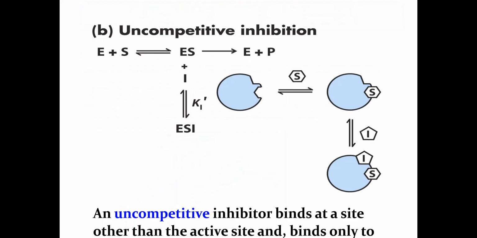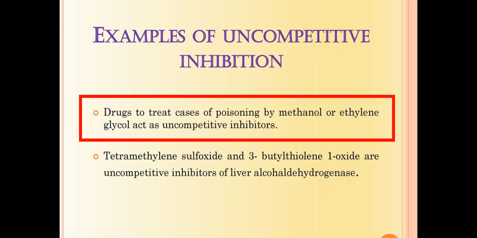This is the diagram which shows the inhibitor combined with the enzyme-substrate complex, not with the free enzyme or the allosteric site. In this type of inhibition, the uncompetitive inhibitor binds at a site other than the active site and binds only to the enzyme-substrate complex. A good example of an uncompetitive inhibitor is methanol poisoning or ethylene glycol poisoning.